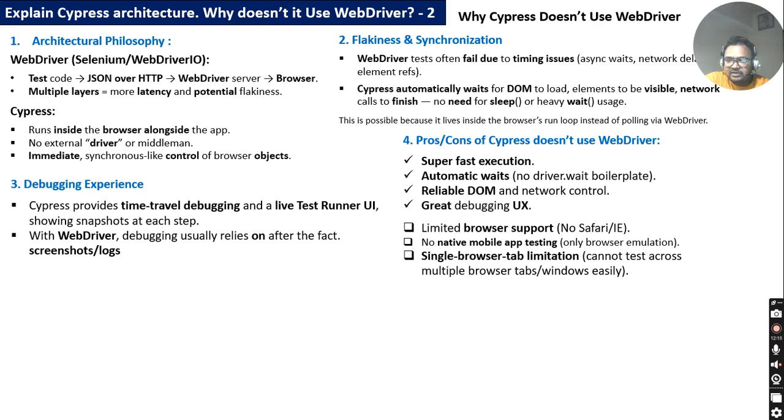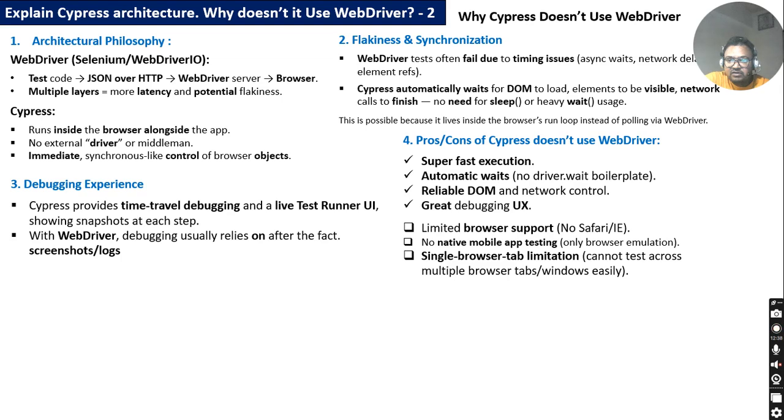Okay, so in my terms, I will just say automatic wait is one of the crucial things, and that makes everything else workable. It runs fast because it does not wait for certain things. For debugging, time travel and the live test runner UI are one of the crucial things, where you can see each and every step, screenshots and all those things.